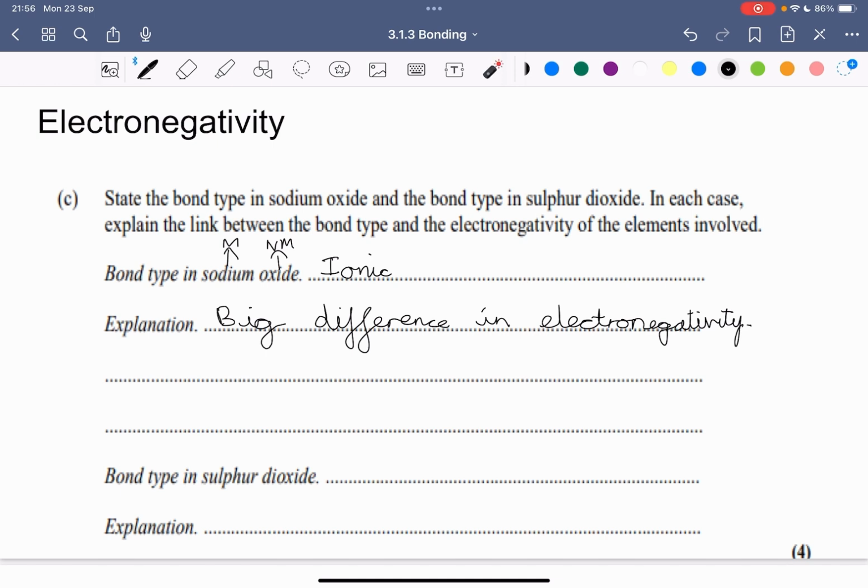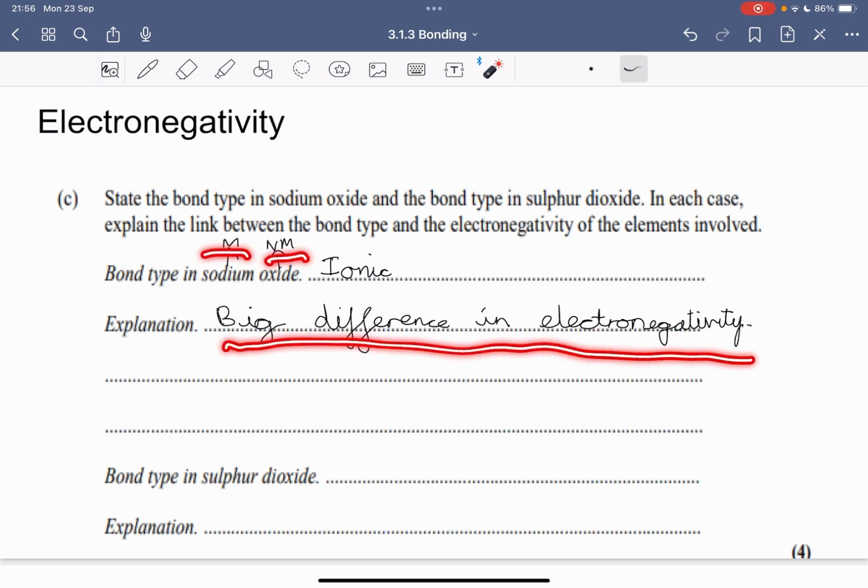Now, you might be thinking, why can't I just say, for the explanation, that it's a metal and a non-metal? Well, that's not really an explanation for an ionic bond. That's more like a property that happens. The reason it's normally between a metal and non-metal is because of the big difference in electronegativity. Metals tend to have a smaller value for electronegativity, and non-metals tend to have a larger value, so they have a big difference. So the metal and non-metal are consequences of the big difference.